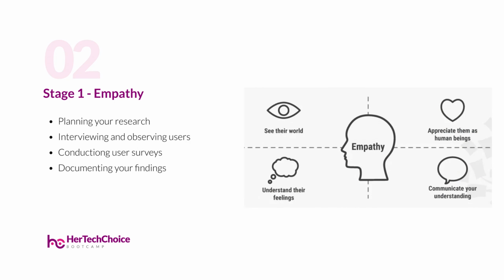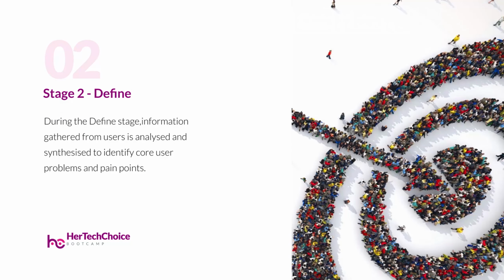Then, what is actually done in the empathy stage? First off, you plan your research, then you interview and observe your users while conducting user surveys, and you document these findings. Then the next stage is the define stage. During the define stage, information gathered from the user, which is from the empathy stage, is analyzed and synthesized to identify core user problems and pain points.